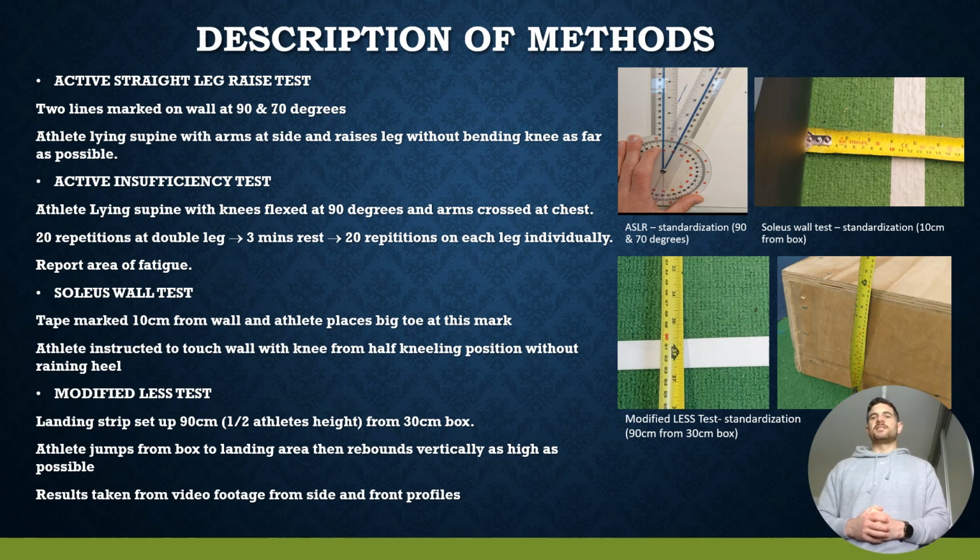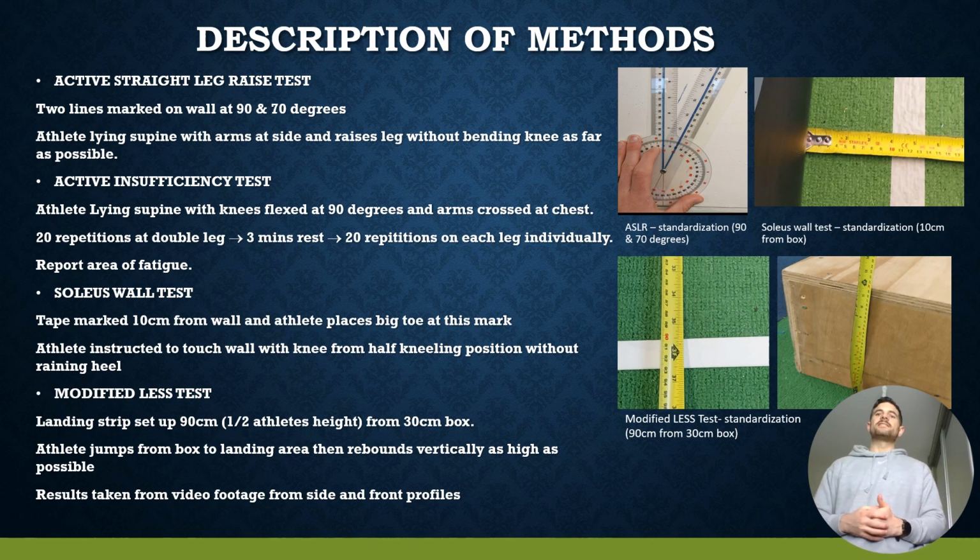For the active insufficiency test, the athlete was instructed to lay on their back with their arms across their chest and the edge of a physio table with the knees flexed to 90 degrees and feet resting on a flat surface. They were then instructed to perform a glute bridge for 20 repetitions and verbally describe which area they felt was doing the most work. The athlete then had 3 minutes rest where they were instructed to repeat the test using a single leg instead of a double leg. Again, the athlete was to indicate which area they felt was working harder.